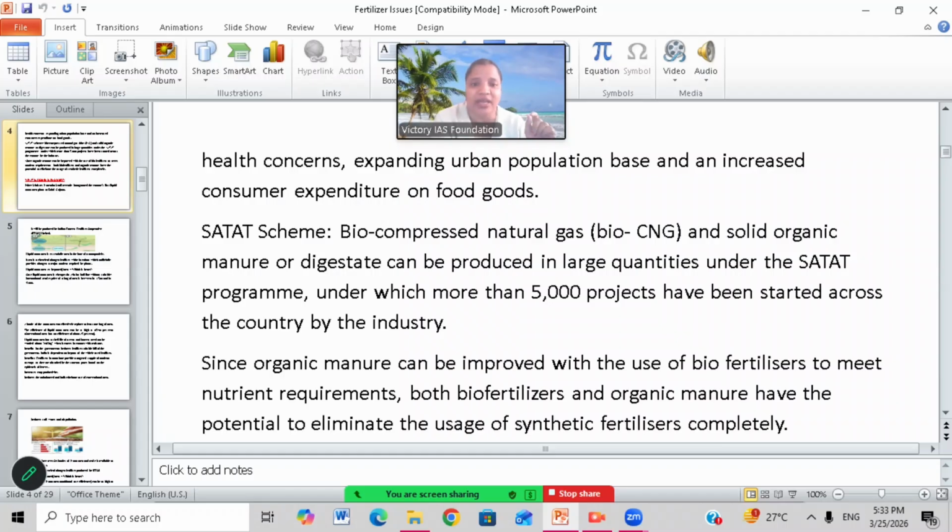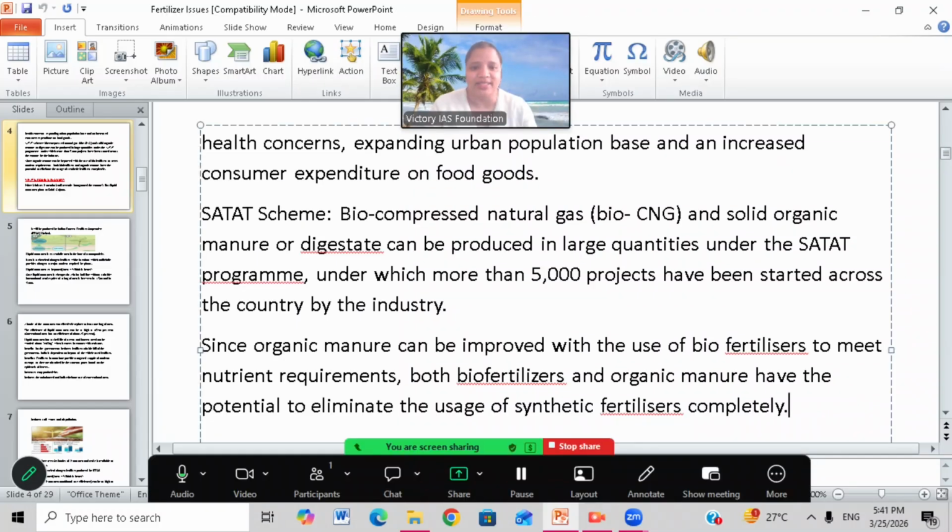So people's health must be taken as a concern while using fertilizers, along with the expanding urban population base and increased consumer expenditure on food goods, and the consumer expenditure is also increasing on food goods that are of low quality, grown with chemical fertilizers. Instead, at a reasonable price, the government can give organic foods.